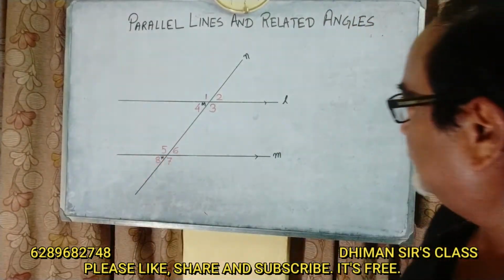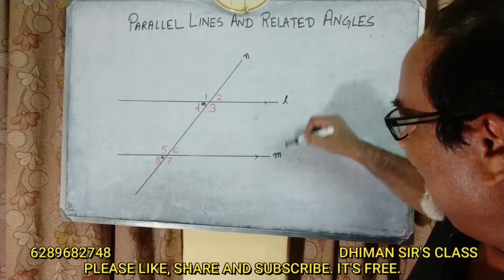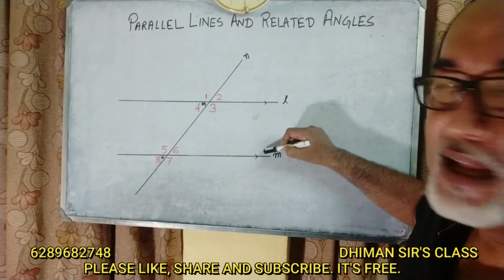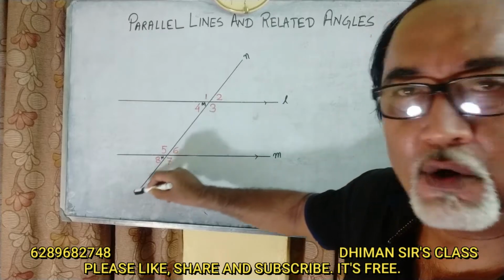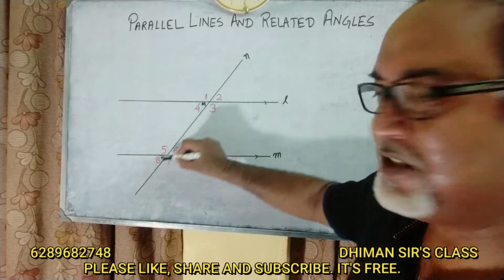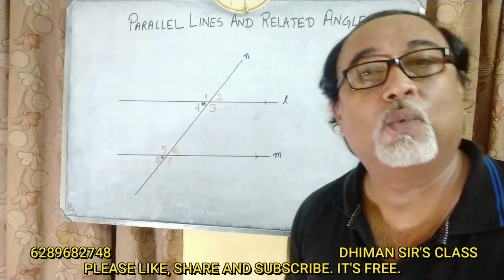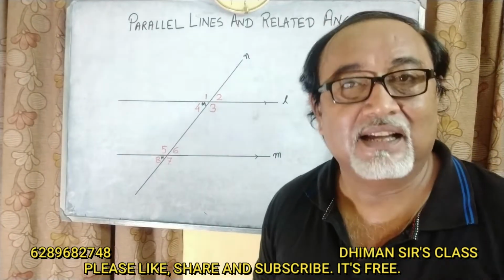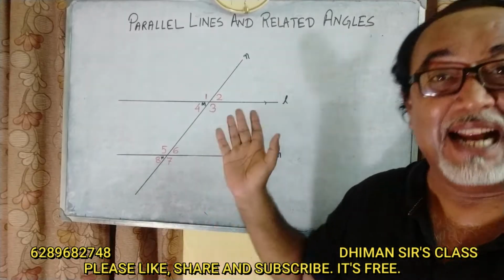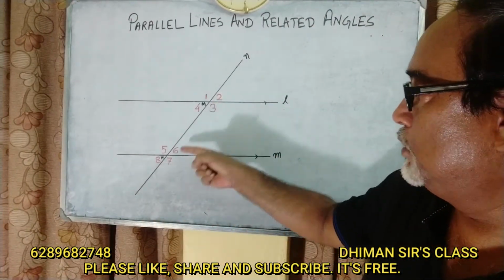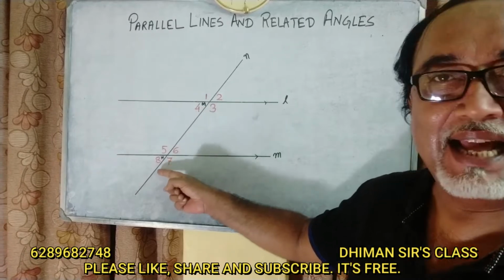Now, here line L and line M are parallel to each other. And another line has been drawn, that is line M. This line is called a transversal. So what is a transversal? A line that intersects a pair of parallel lines at two distinct points M and N.